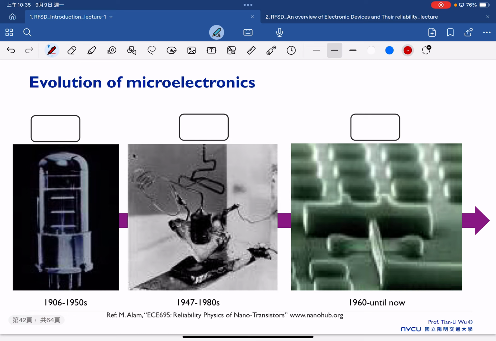Of course, when we talk about advanced transistors, it's always good to first understand a little about the evolution of microelectronics. So I think we will take a break for 10 minutes. We'll come back and continue with an introduction to semiconductor technology from history to the future.